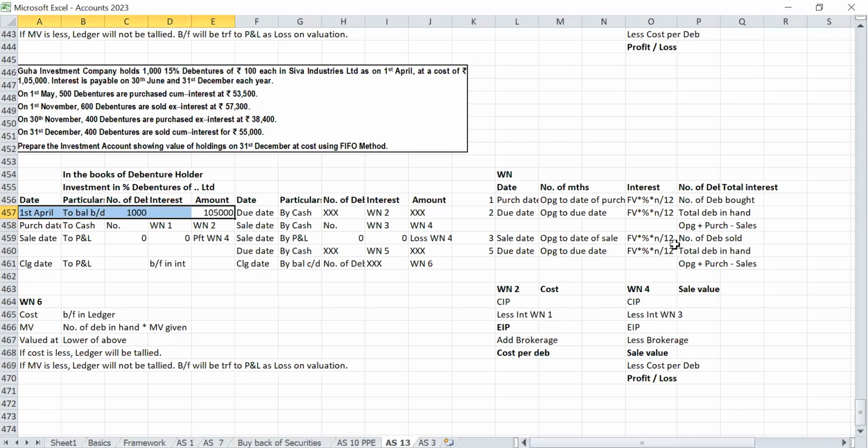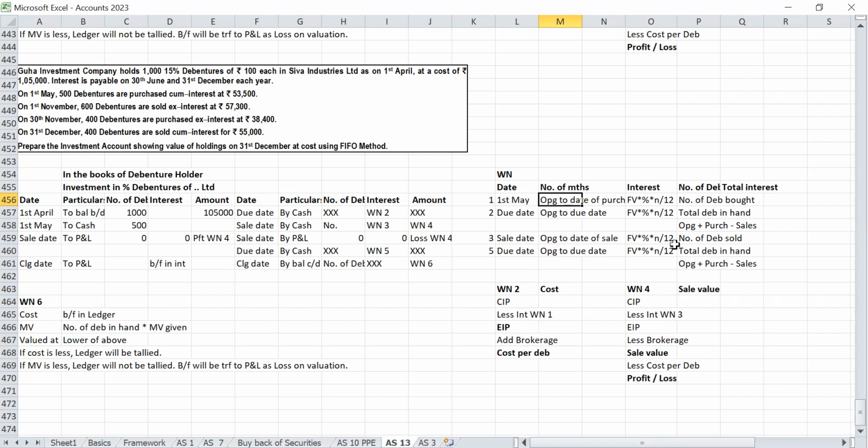Interest is payable on 30th June and 31st December each year. Second, on 1st of May, 500 debentures were purchased, cum interest at rupees 53,500. So, 1st of May, to cash, 500. This is inclusive of interest. So first you have to compute the interest. 1st of April, 1st of May. So 1 month.